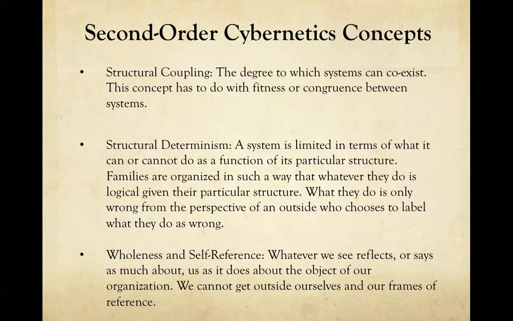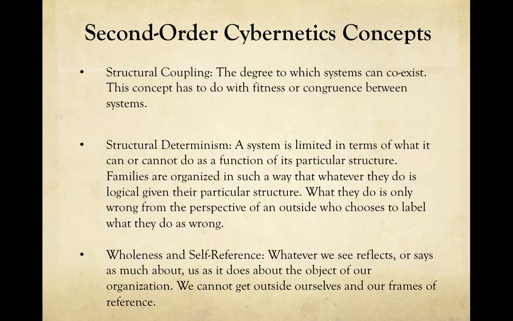Structural coupling is a term that refers to the degree to which systems can coexist with each other. It has to do essentially with the fitness or congruence between systems. Structural determinism refers to the limitedness of a system in terms of what it can or cannot do as a function of its particular structure. Families, for example, are organized in such a way that whatever they do is logical given their particular structure.